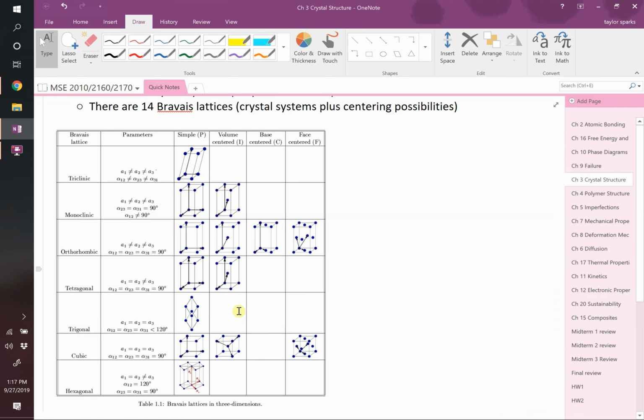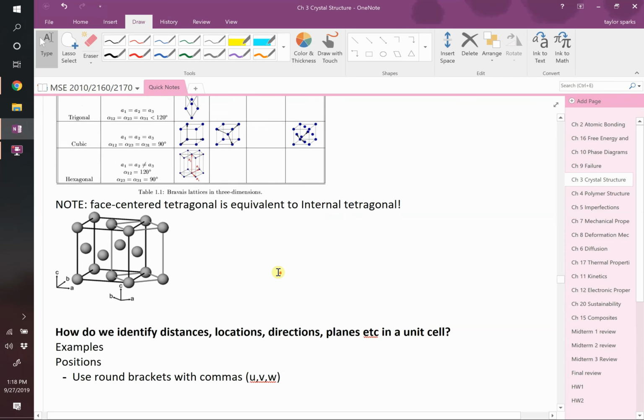So of all the compounds that can form in all the tens of thousands of different crystal structures, if you look at them closely enough, you can say, oh, even though that thing's really nasty looking, it's really just this, but decorated with atoms in different ways. Okay? That's your crystal systems and Bravais lattices. This is useful, and we'll come back to it when we get to X-ray diffraction.